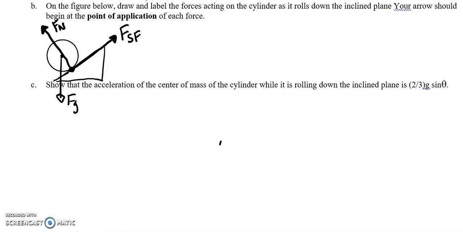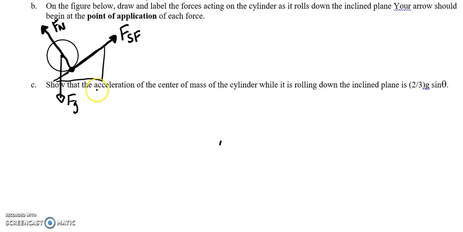Cool. So let's go ahead and go on to C. We want to show that the acceleration of the center of mass of the cylinder while it's rolling down the inclined plane is 2/3 g sine theta. We found velocity previously. It is a constant acceleration. We could use the constant acceleration equations, but I'm going to go ahead and try it a different way just for fun.